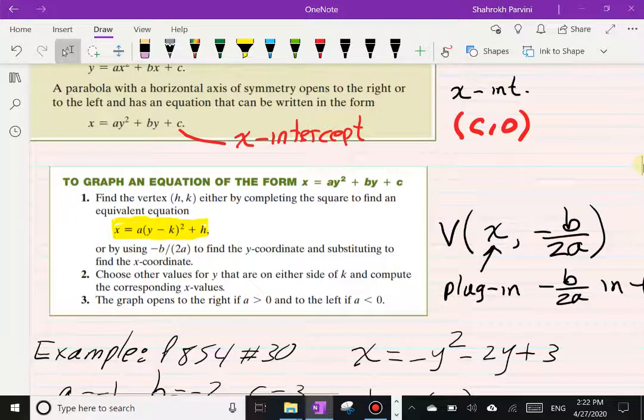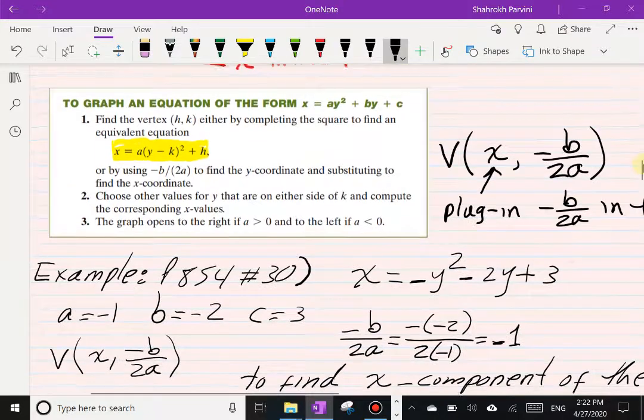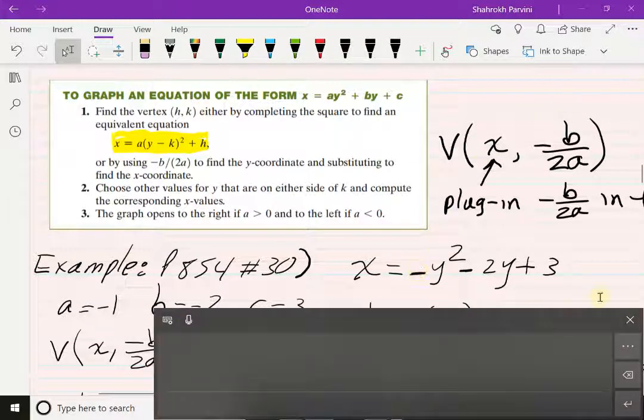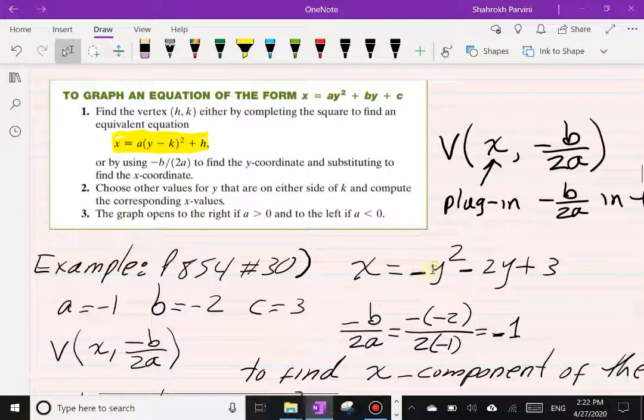First example is on page 854, exercise number 30. In this exercise, we have x equals negative y squared, negative 2y plus 3. And we would like to graph this parabola. So just like before, I'm going to identify the ABCs here. Remember, a is the number that multiplies y squared. So a is going to be negative 1. B is the coefficient on y, and c is the constant by itself. So here are my ABCs.